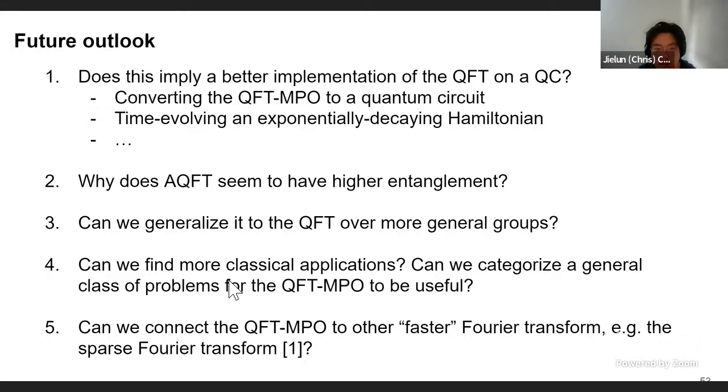And can we even categorize a general class of classical problems where we can employ the structure of this QFT MPO to achieve some speed up or fast Fourier transform? And lastly, we can ask whether we can connect this QFT MPO to other faster Fourier transforms. So for example, the sparse Fourier transform says that if your frequency domain only has a few spikes, you can sort of achieve exponential speed up in some cases. So is there any relation between all these different types of faster Fourier transform?